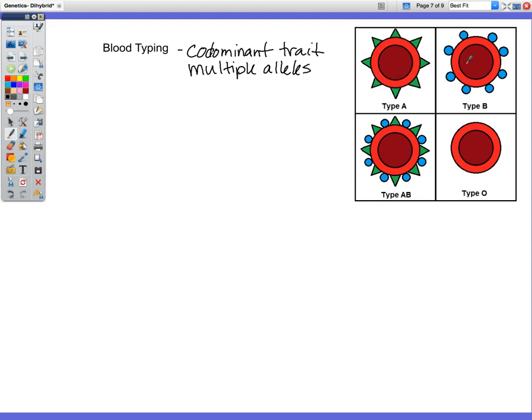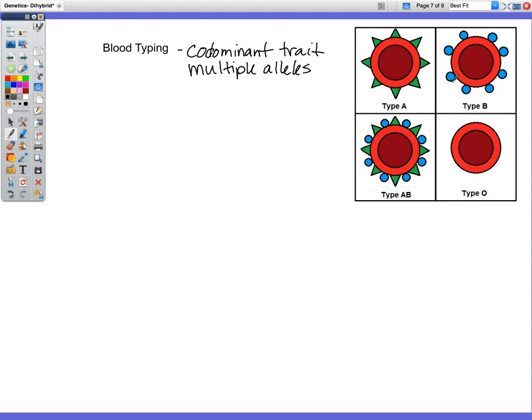A does not like B. They don't mix. A and B will kill each other. So if you have an A blood type and the doctor accidentally gives you type B, that is bad news for you because your A blood type is going to fight off B because B doesn't go there. They don't match. But an A could get an AB because they'd be okay.